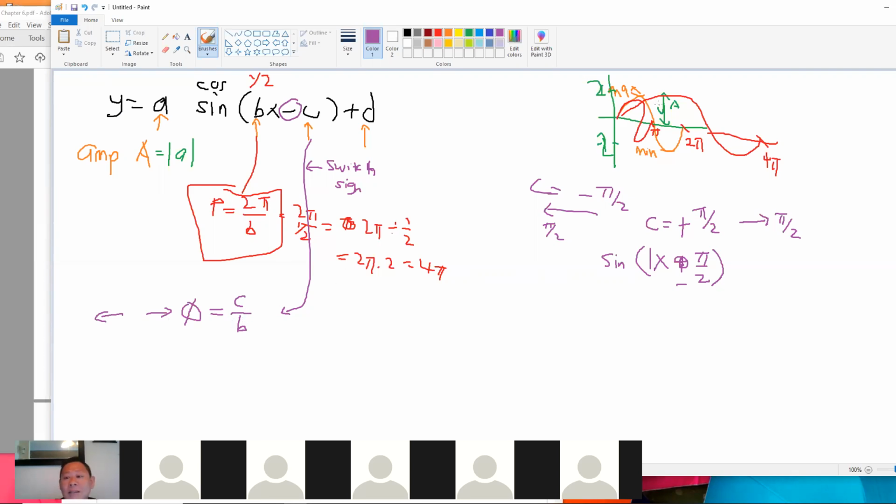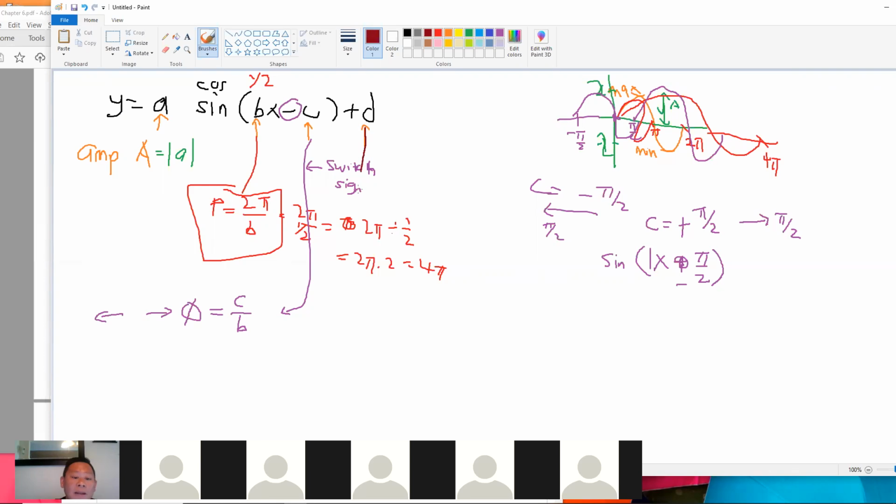If it's positive pi over 2, your graph doesn't start at 0, 0 anymore. It will start at pi over 2. So your graph will look something like this if you move it to the right, or if you move it to the left on negative pi over 2, your graph will do something like that. So this phase shift is telling us we're moving left or right.